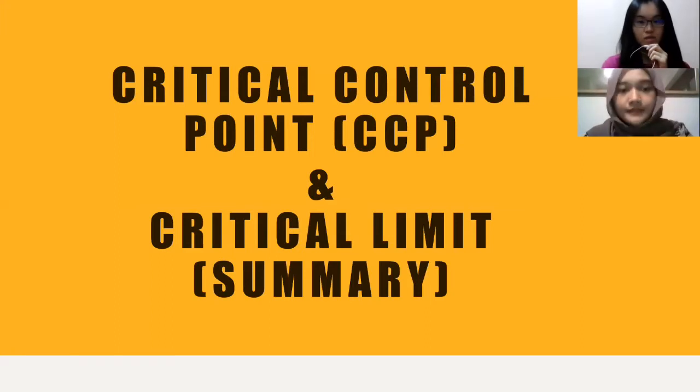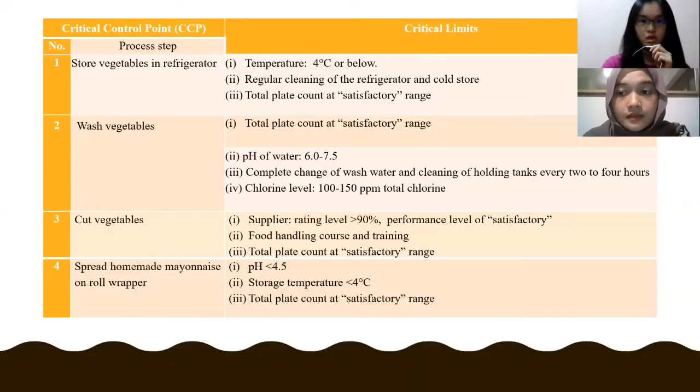Okay, now I would like to talk about the critical control point and critical limit of our HACCP plan. But I would like to clarify that because the main focus of our presentation is step 10 and step 11, so this is just a very brief summary of our CCP and critical limit. The reason for us to include this slide into our presentation is because we feel that you might not be able to get what we are trying to explain later on if you don't know our CCP and critical limit. So I'll just go through it very quickly.